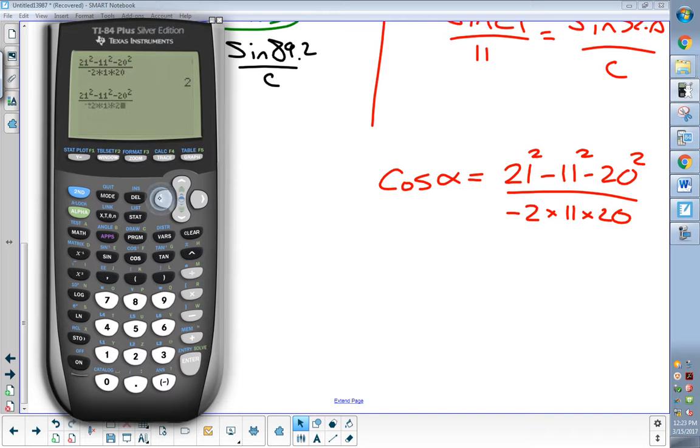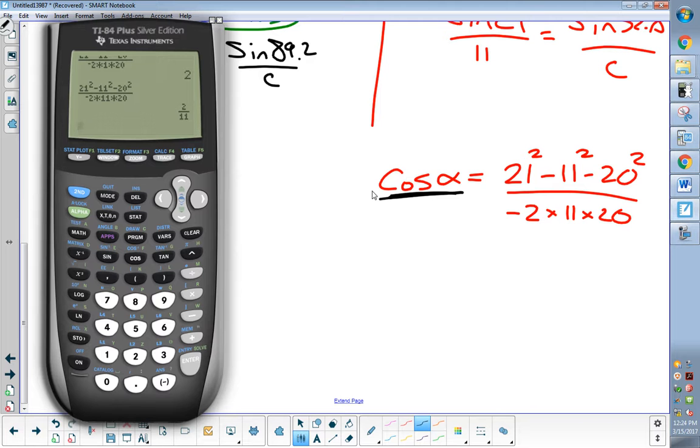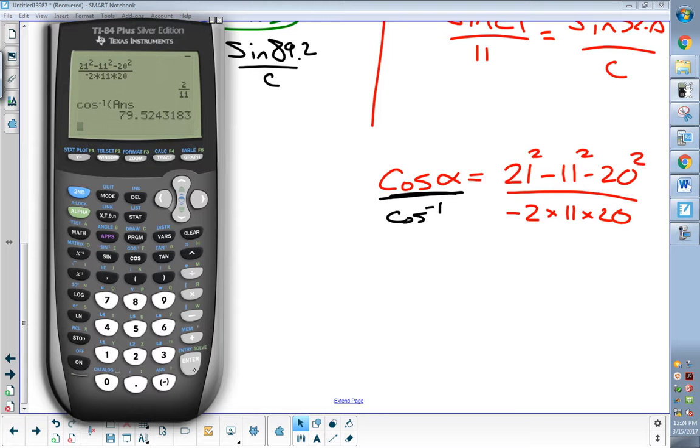Go back in there. Sorry, you get that? 2 over 11. That's not my answer. What do I still need to do with that? That's what cosine of alpha is. So what do I need to do to get alpha? Inverse of cosine. Second cosine, second answer, enter. 79.5 degrees is what I was actually looking for.